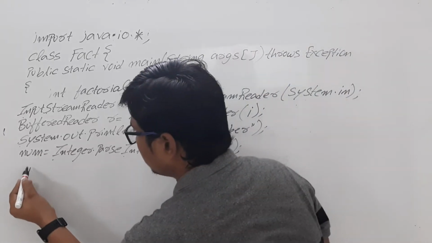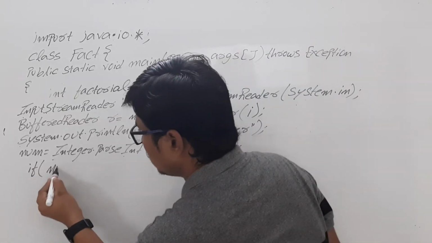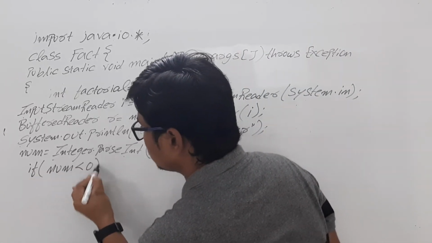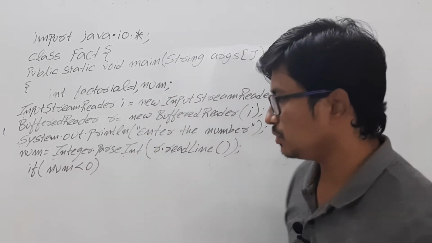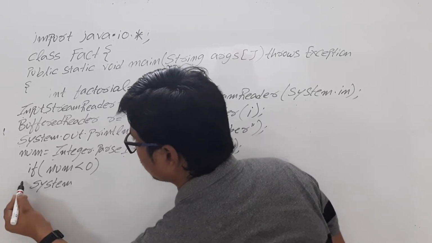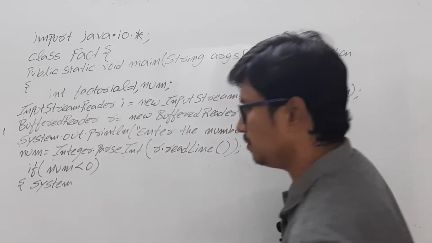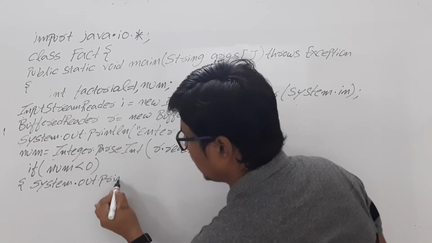You will verify if num is less than 0, then what is the meaning? This is a negative number. So you can write here System.out.println. You can open the curly braces or you can avoid them because it is a single statement, System.out.println.